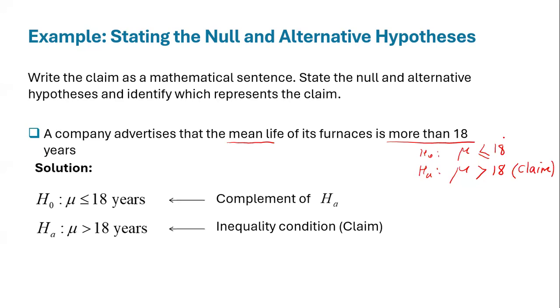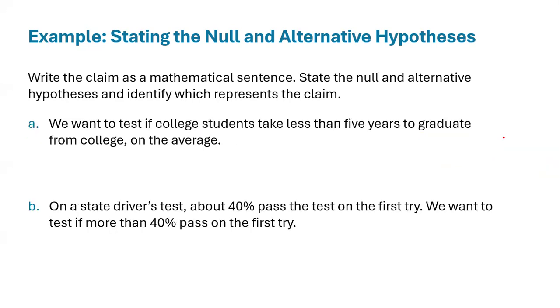Okay, so the first step for every hypothesis test is stating the claim and writing the null and alternative hypothesis. After we figure out how we can write the null and alternative hypothesis, we follow the next steps. But we have another example. Let's finish this one first. It says, write the claim as a mathematical sentence, state the null and alternative hypothesis.